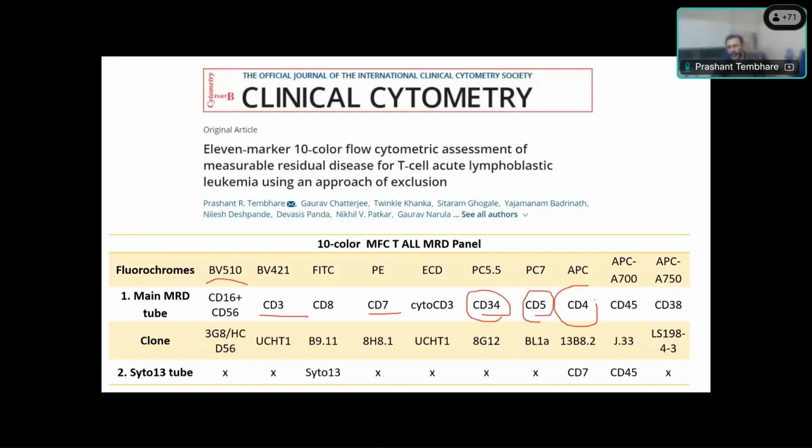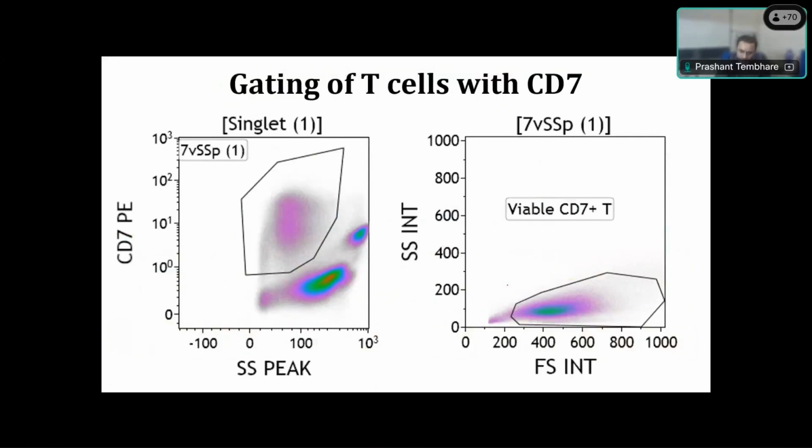We have CD4, we have CD8, then we have cytoplasmic CD3. That means CD3 which is present inside the cell. This is surface, meaning outside the cell or on the surface of the cell. Then we also have CD38, which is an adhesion molecule. We have CD45, and we have 16 and 56, which are NK cell markers. So these are the 10 color, 11 marker panel, and I am going to tell you what is the importance of this.